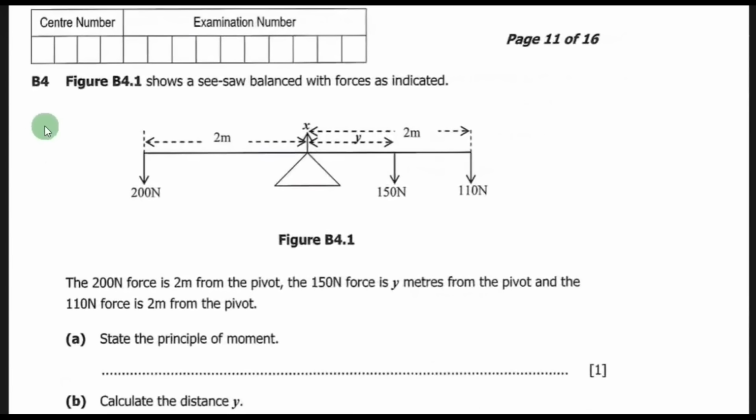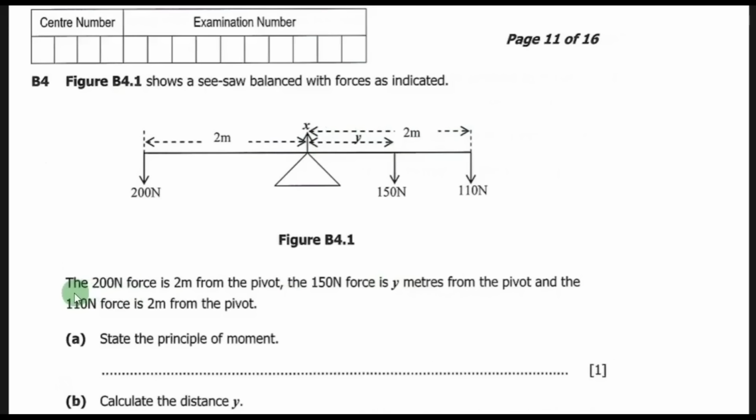B4. So B4 says figure B4.1 shows a seesaw balanced with forces as indicated. So we have a seesaw here. All right, so we have this anticlockwise force here being balanced with these two forces here, 150 and 110. Then the distance of this 200 force from the pivot is 2 meters. The distance of the 150 force from the pivot is y. The distance of the 110 force from the pivot is 2 meters.